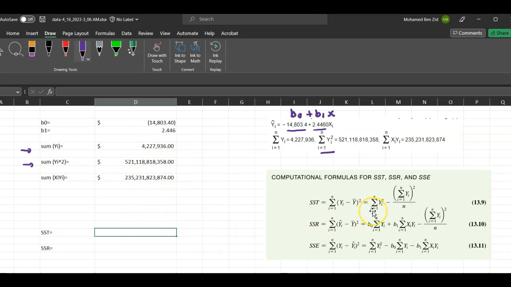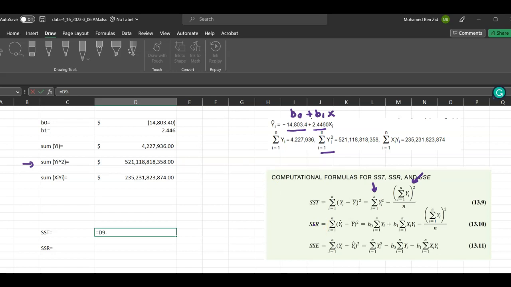Now, looking at the formula here, I'm going to plug in the sum of yi squared first. So this is the value. On Excel, I'm going to start function mode with the equal sign, and then just click on that value. And then there is a minus sign. And here I have the sum of yi, and then square it.